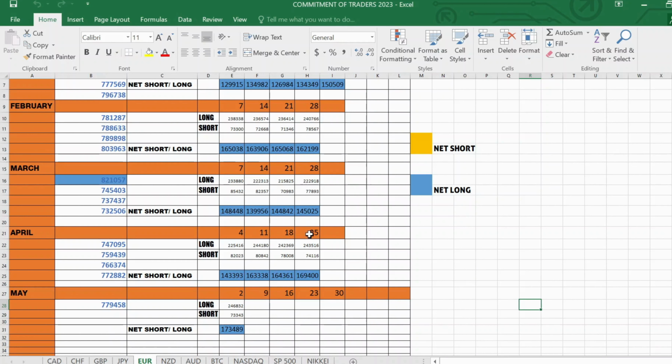You can see the previous weeks, there has been a build-up from March at 139, then 144,000, 145, 143,000, 163, 164, 169,000, and the latest at 173,000. So you can see the net long difference is increasing.